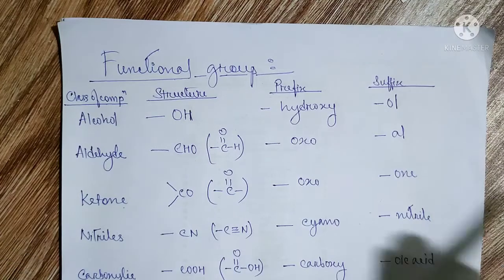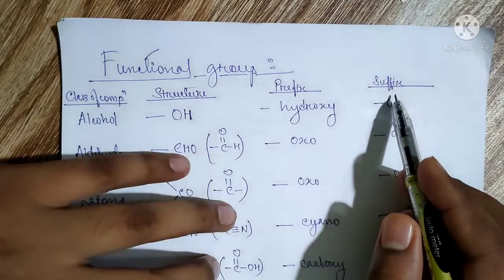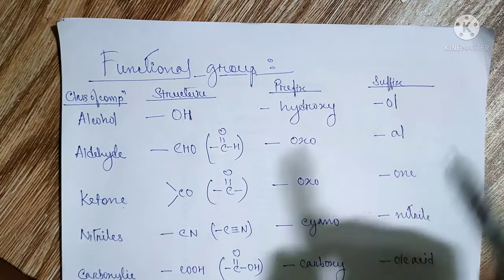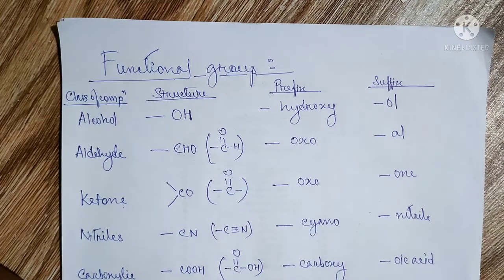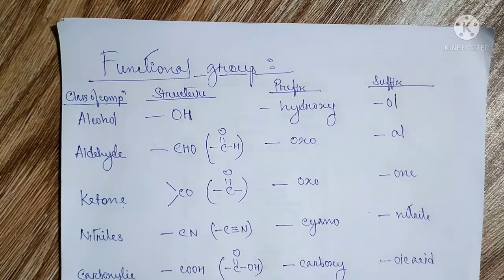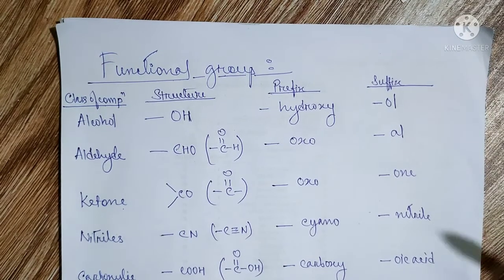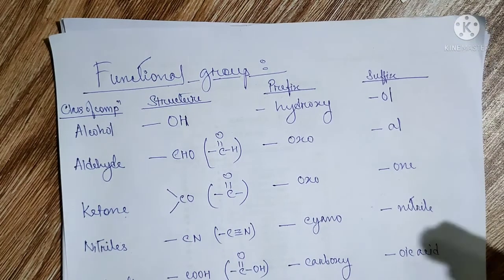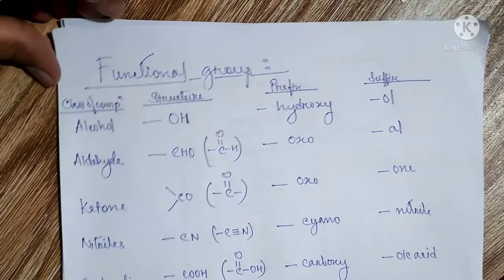Now what is prefix and suffix? If only one functional group is present, we will focus on the suffix. That means we will use the suffix of that functional group. And if the compound contains more than one functional group, then we will write the prefix of one and the suffix of the other. In which case we will use the suffix and in which case the prefix, I will discuss in a later part. First, just try to remember the prefix and suffix of all functional groups. First, just remember the names.